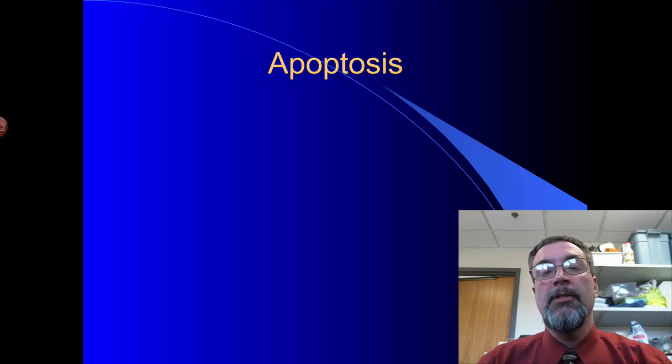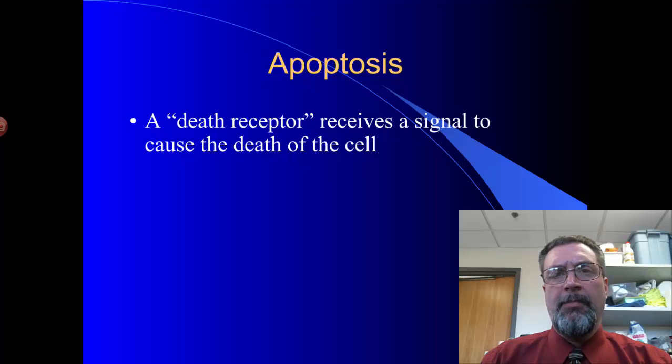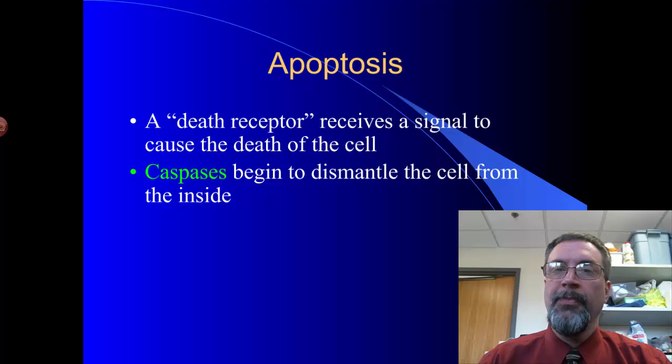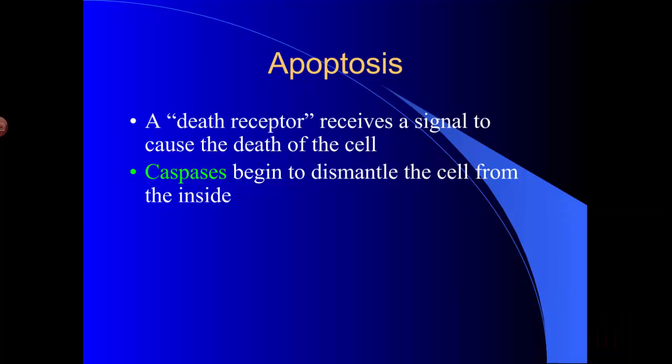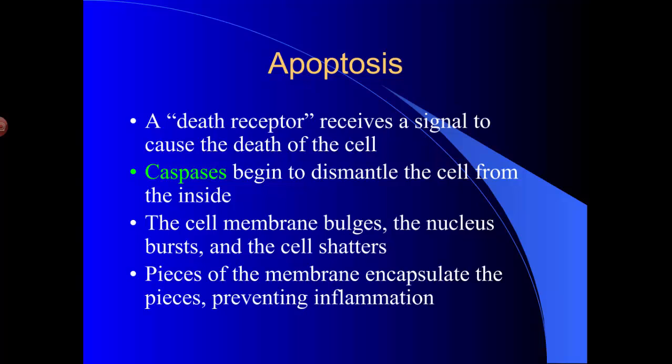Finally, let's talk about cell death, apoptosis. Basically what happens is there's a death receptor on the surface of the cell. It receives a signal that begins the process of the cell essentially destroying itself from the inside. There are caspase enzymes. Caspase enzymes begin to take apart the cytoskeleton. The cell membrane will bulge, the nucleus bursts, the cell shatters into pieces.